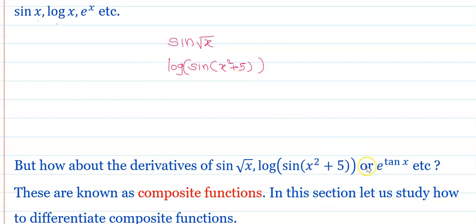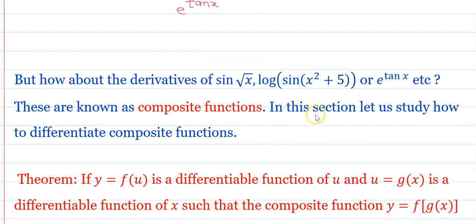Okay, then the derivative of e raised to x I know, but this is not that; this is e raised to tan x. Again, there is one more function inside e raised to, which is tan x, and hence it is a composite function. Okay, these are known as composite functions. Then how do we find the derivative of this type of function? In this section, let us study how to differentiate a composite function.